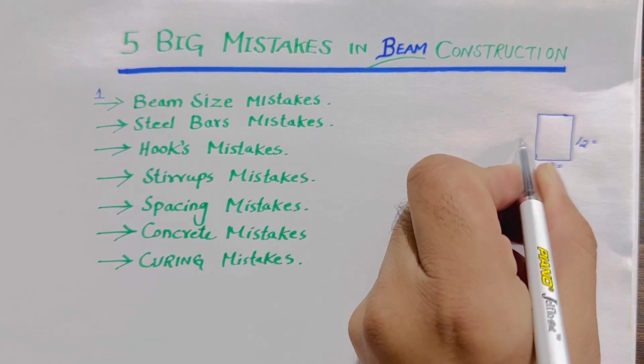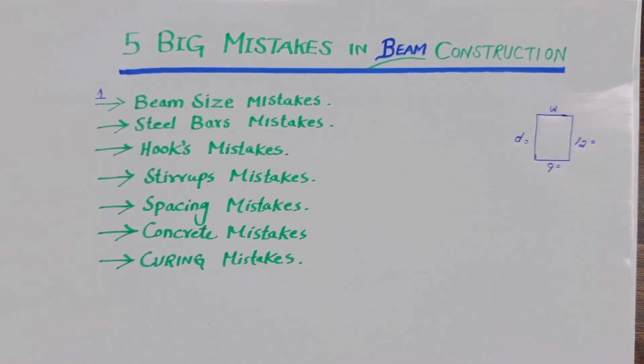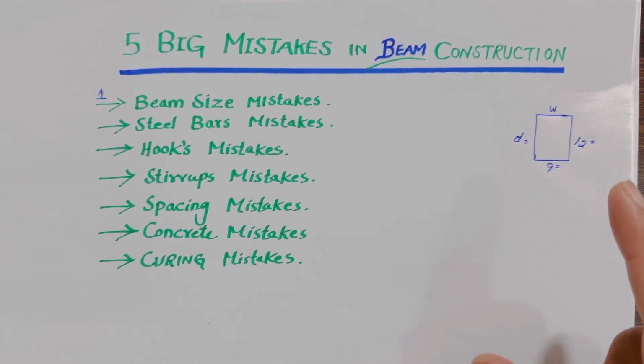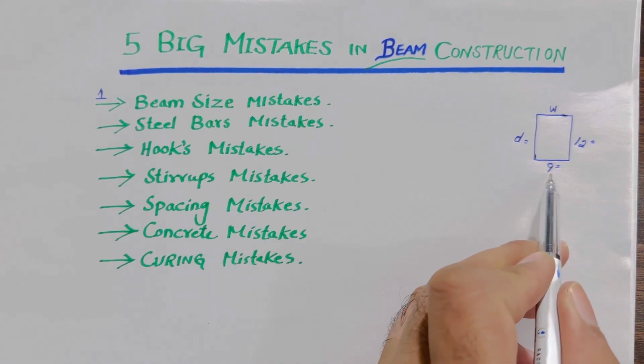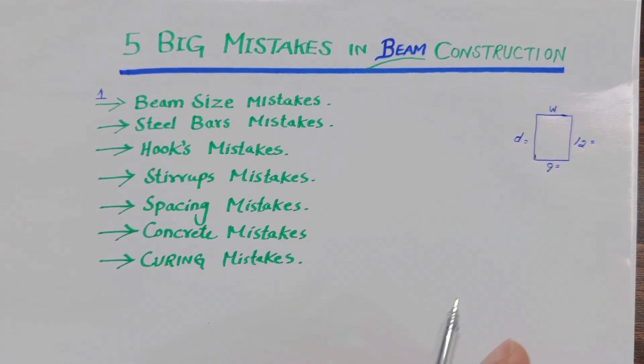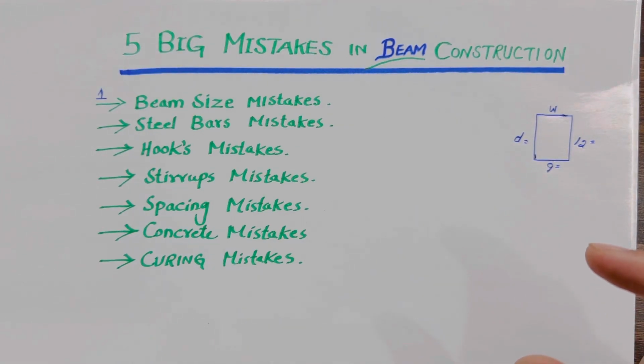Okay, so this is the depth and this is the width. This is especially for beams. Whether it is a top beam or a plinth beam, in both of them the width should not be less than 9 inches. But in many constructions I saw, they are providing 6 inches width of the beam and 9 inches depth of the beam.